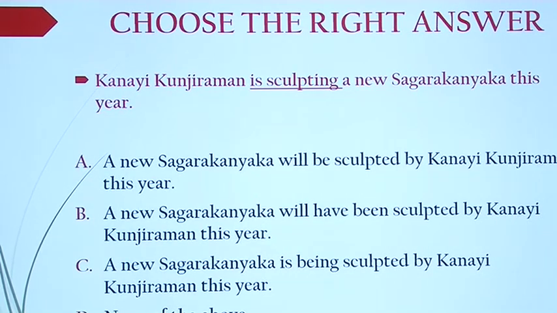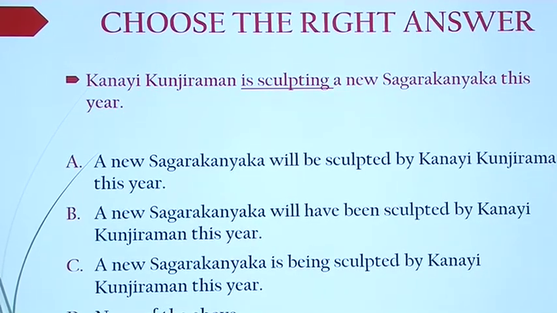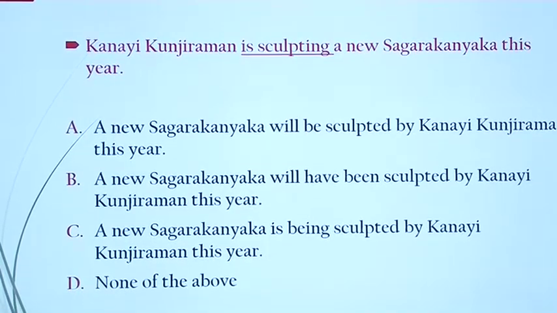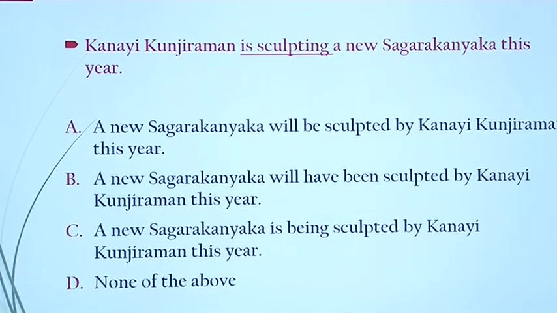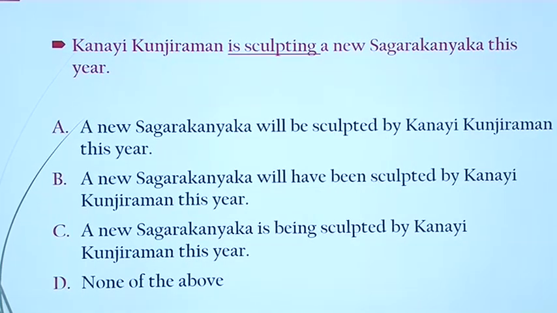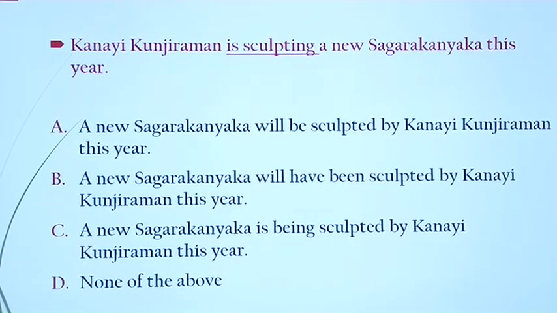You quickly come to the answer, do not you? Look at this one. This is just a conjectural sentence, okay. I am not sure he is going to make Sagara Kanyaga at all. I am just giving you a sentence. Kanai Kunjaraman is sculpting a new Sagara Kanyaga this year. Again check, a new Sagara Kanyaga is how the sentence begins. By Kanai Kunjaraman is how the sentence ends. Now, all you have to do is check the tense form. Is sculpting is what? Present continuous. Look at the auxiliary verbs in the passive voice sentences and your answer should be C. Yes, you come to it spot on, don't you? Yes, you do not have to waste time at all. So, the answer is C.